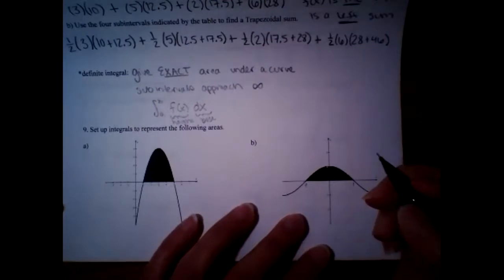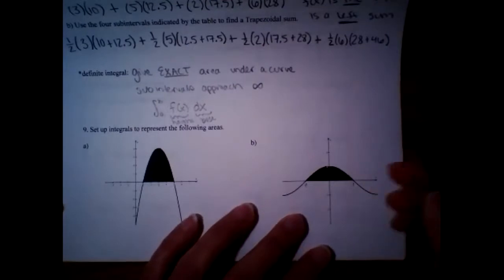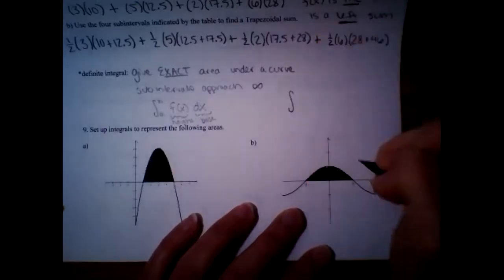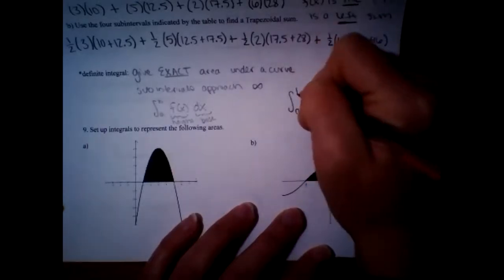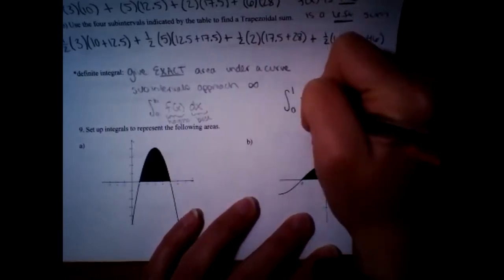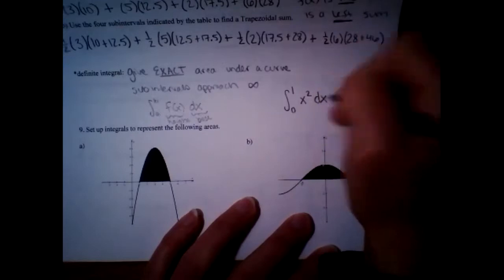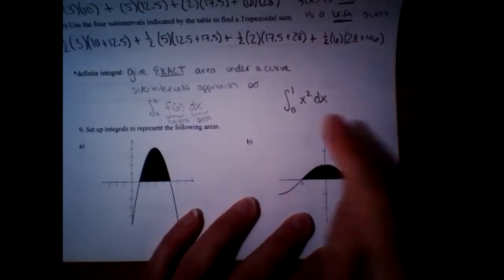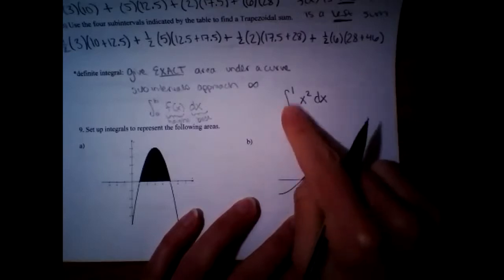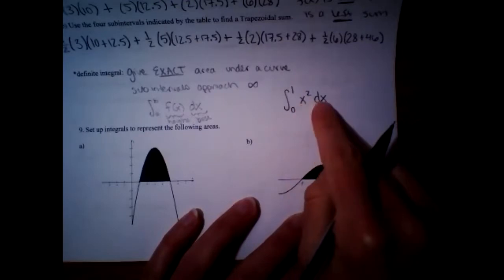So I want to set up the one from the very first problem that we did, like on the very first page. The interval that we were doing there was from 0 to 1. And the function was the parabola x squared, and then you would put a dx. That's all I want you to be able to do at this point, is just be able to set it up. So it was an integral from here to here. This is the function dx.